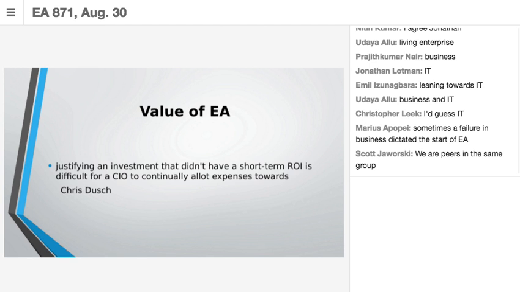Okay, the value of EA. Justifying an investment that didn't have a short-term ROI is difficult, right? A lot of EA projects, like CRM and ERP systems, were huge endeavors, and it was hard for the business side to see the value. So we're learning, and now we even have things called agile enterprise architecture or scaled enterprise architecture, which fits in with an agile approach to development.